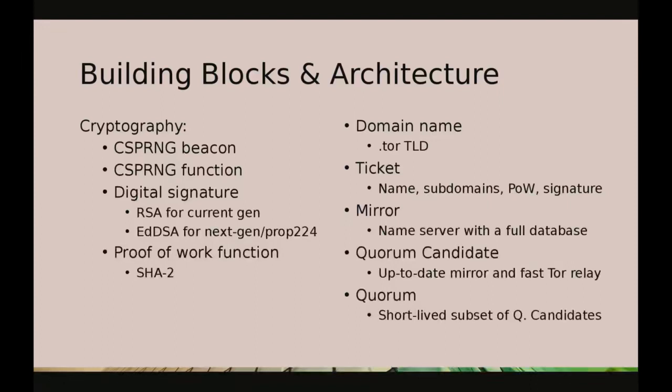As our fundamental data structures, we of course have a domain name as one of our fundamental units, and we have chosen the .tor top-level domain, which we consider to be relatively intuitive. It's not in the existing DNS system, so it should be available for our purposes to catch that lookup. To register a domain name, we use a structure called a ticket, which contains your name, subdomains, some proof of work, and a digital signature.